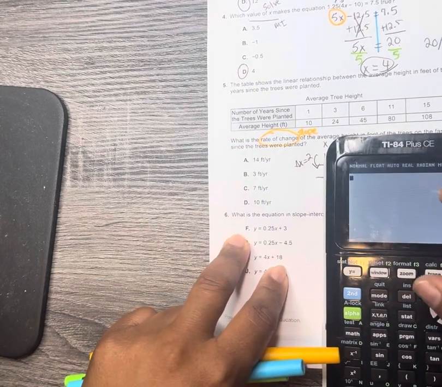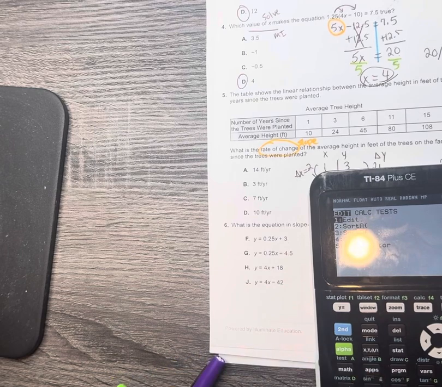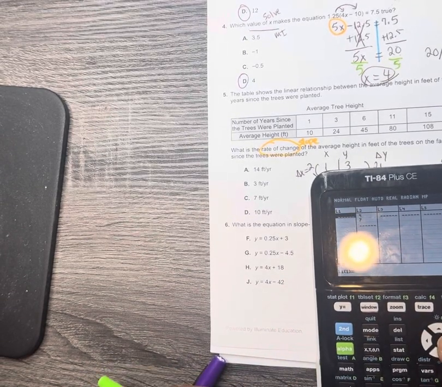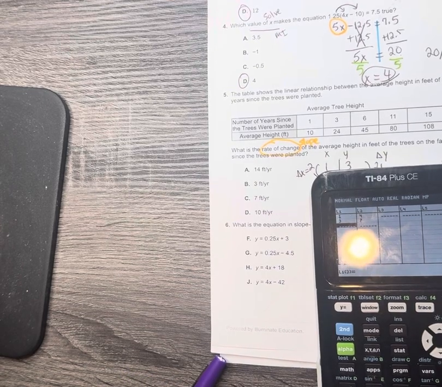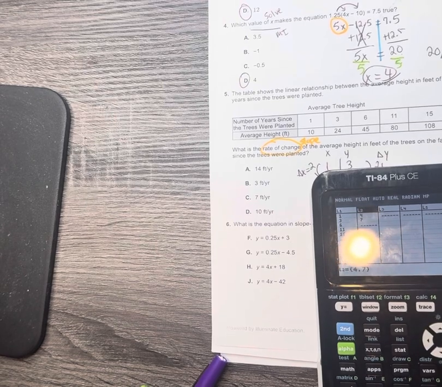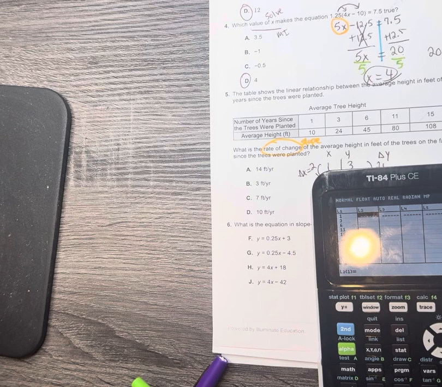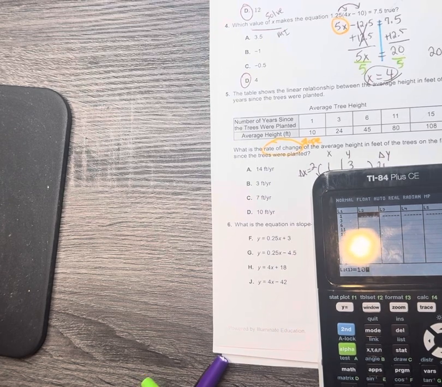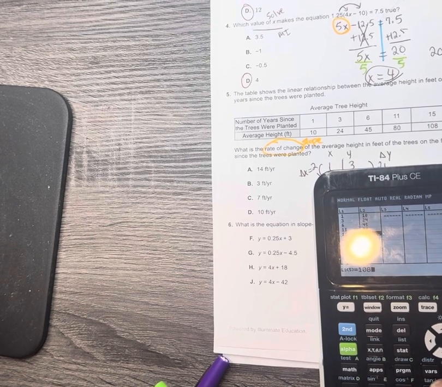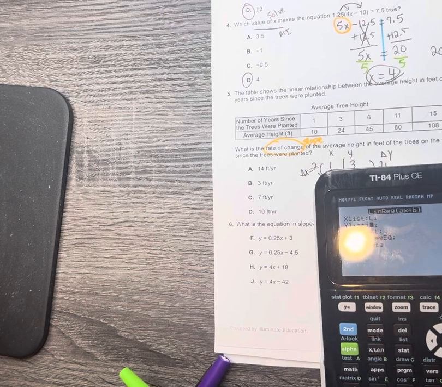All right. If we plug this in, then we go to stat, edit. And in L1, I'm going to put the number of years: 1, 3, 6, 11, 15. And in L2, I'm going to put the height: 10, 24, 45, 80, 108. Stat, calc, 4.